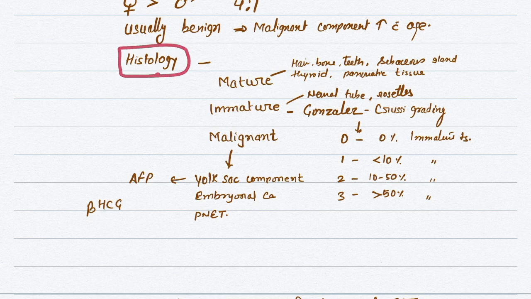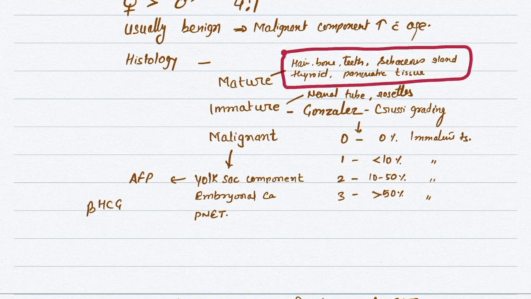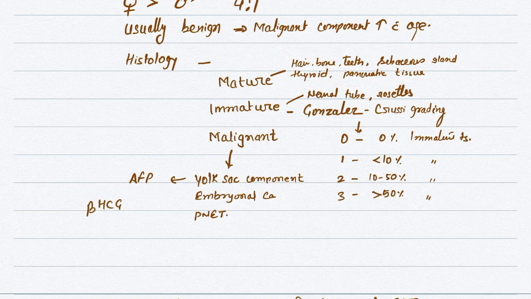Histopathology. Histopathologically, a teratoma can contain a mature component, an immature component, or a malignant component. Mature components are fully differentiated tissues like hair, bone, teeth, sebaceous gland, thyroid, and pancreatic tissues. Immature tissues include the neural tubes and rosettes. A grading system depending on the percentage of the immature tissues, known as the Gonzalez-Crussi grading system, has been established, and it divides the immature teratoma into 4 categories: 0, 1, 2, 3.